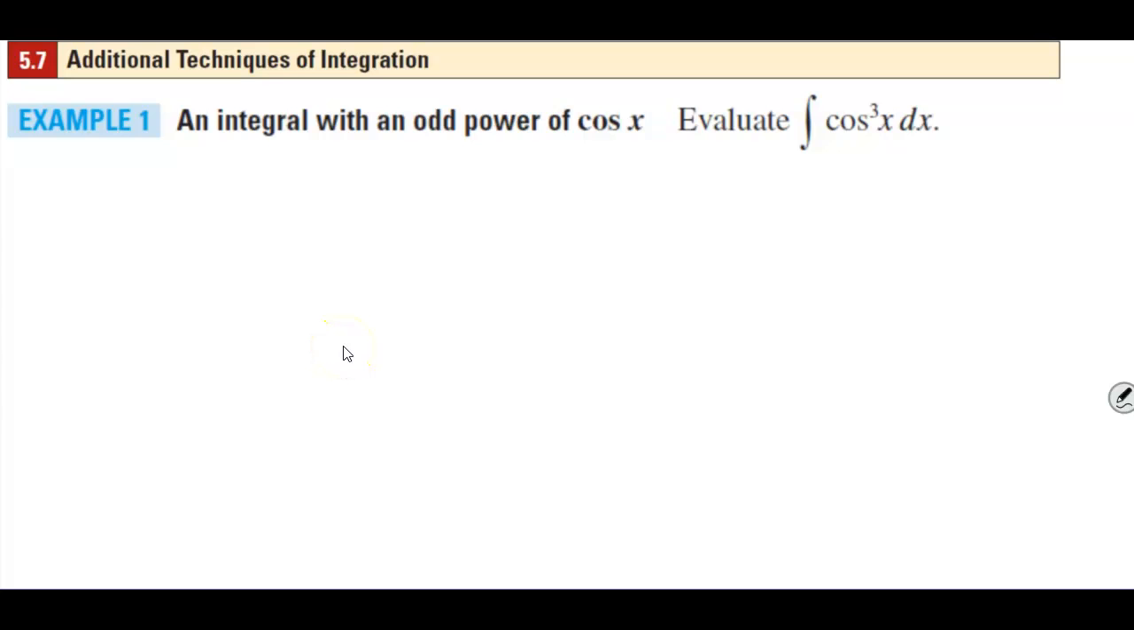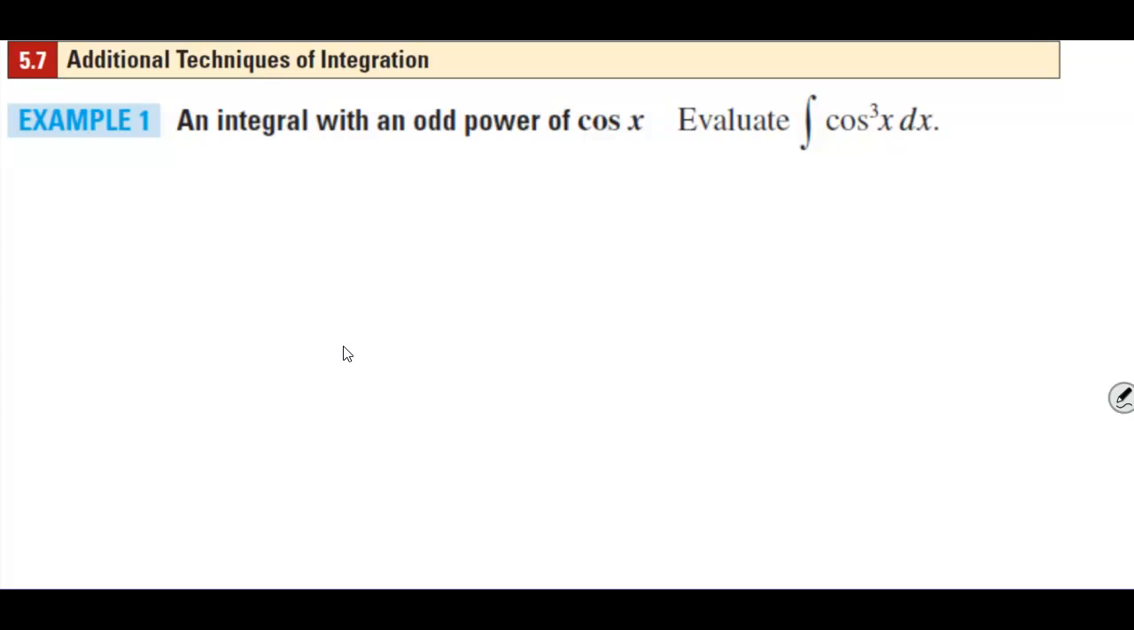In section 5.5 and in 5.6, we learned two basic techniques of integration: substitution and integration by parts. In 5.7, we'll be discussing additional techniques of integration. So for this first example, we're going to be covering trigonometric integrals.